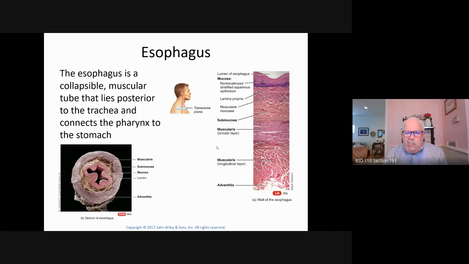The one important point I want you to remember about the esophagus is that there are no enzymes produced by the esophagus. It's just a transit tube. There are no enzymes produced by the esophagus. Okay? And I'm not going to ask you the layers of the esophagus. That's not important.